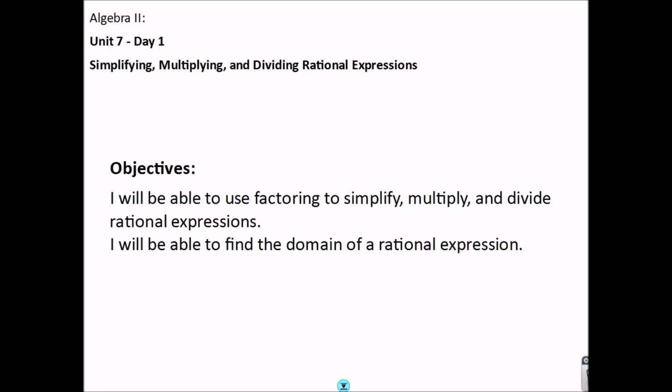Today we're going to be starting our unit on rational functions. Today we are going to simplify, multiply, and divide rational expressions. So by the end of this video, you should be able to use factoring to simplify, multiply, and divide rational expressions and be able to find the domain of a rational expression.